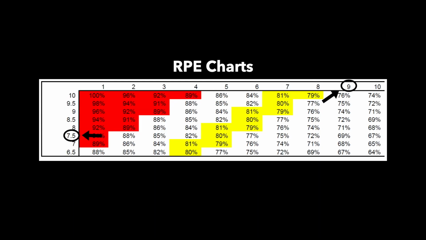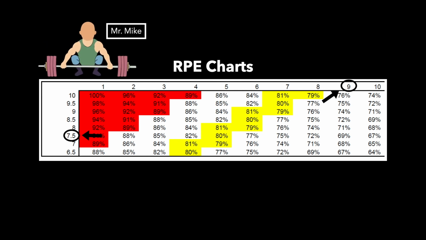Lastly, time for some unpretentious homework. What would Mike's percentage here be if he did 9 repetitions with an RPE of 7.5?